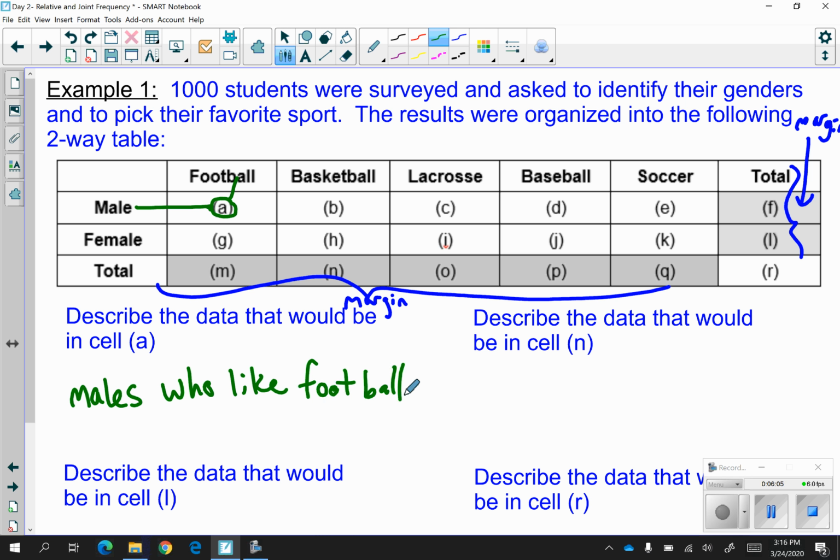Now we have to describe the data that would be in cell N. So in cell N, which is over here, it's on the outskirts of the two-way table, so it is a marginal frequency, and it's going to represent the total. So this total has to deal with the number of people who like basketball. And notice how that combines the number of males and the number of females.